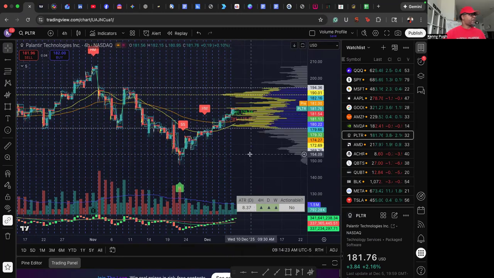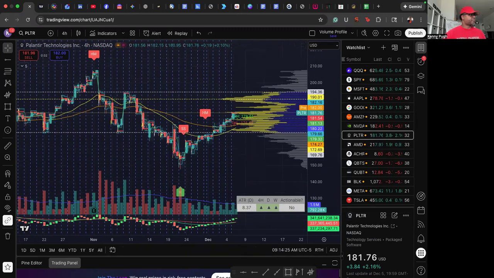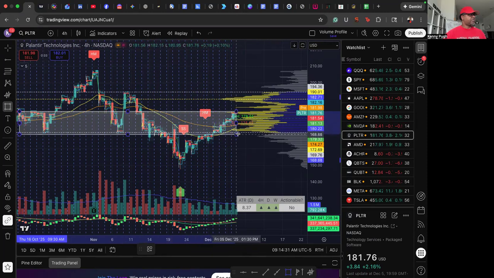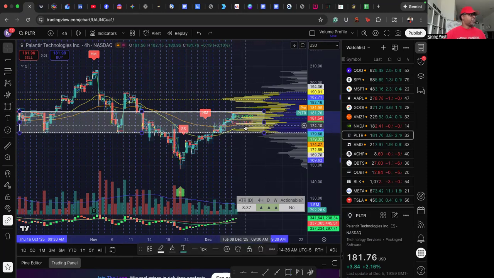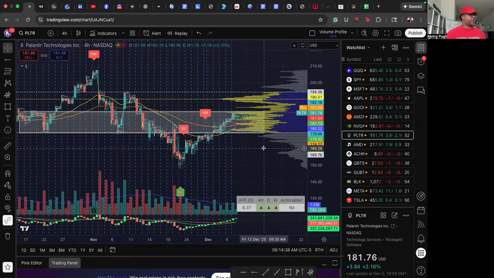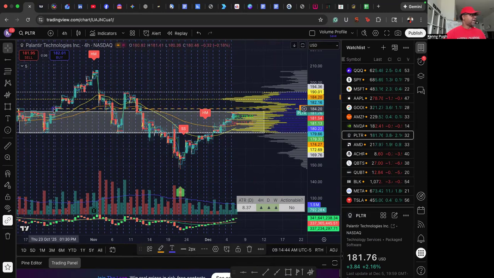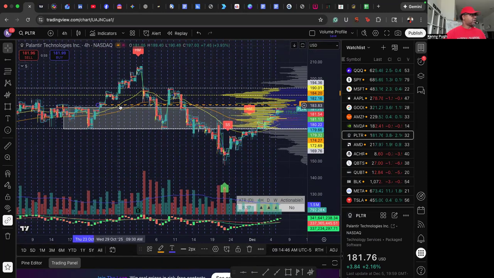Palantir, one of my favorite tickers to trade. Let's go ahead and just capture this as one big zone because there's several little gaps in between, and we'll keep an eye on these little gaps if we were to enter into trades in this zone. And so we'll do that.